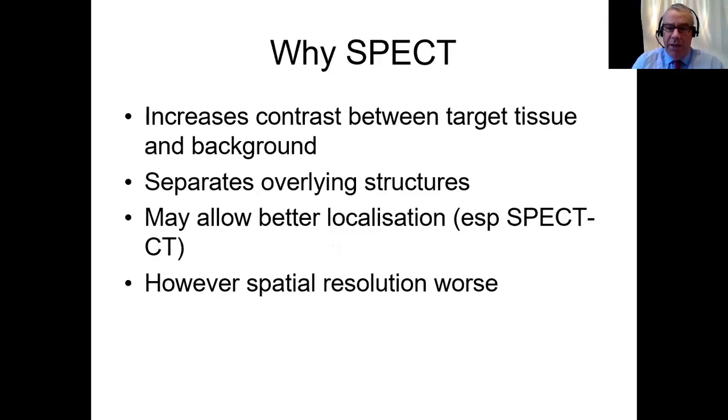So why SPECT? Well, it increases the contrast between the target tissue and background and separates overlying layers. We can add CT, which helps us improve our localization. But we do have to remember that the spatial resolution of tomographic imaging is worse than for planar.